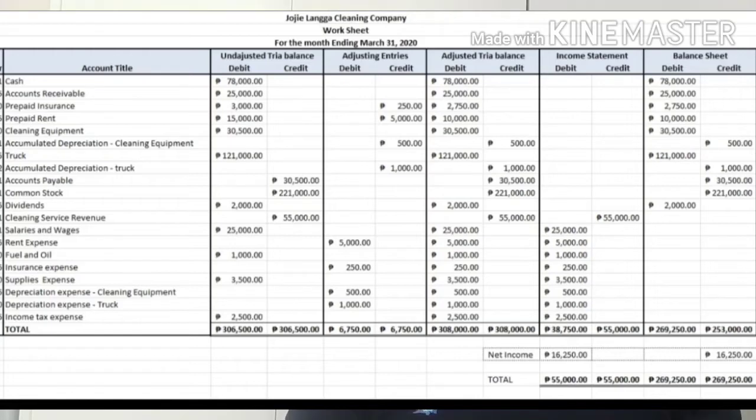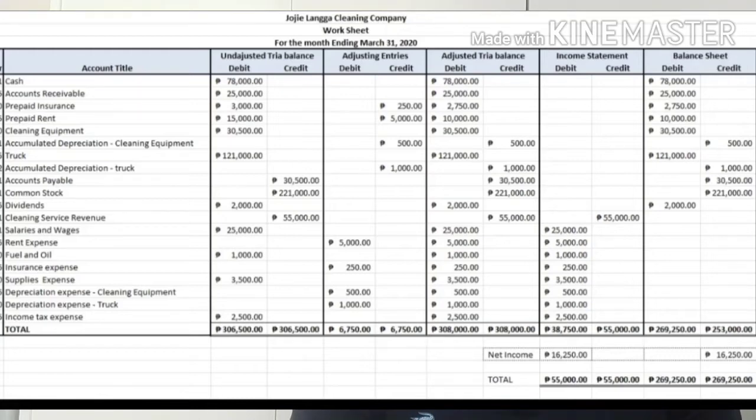For common stock, we have 221,000. For dividends, we just have to carry forward 2,000. For cleaning revenue, we have 55,000. For salaries and wages, we have 25,000. Rent expense, we have a debit in the adjusting entry column of 5,000. Fuel and oil 1,000. Insurance expense 2,000.